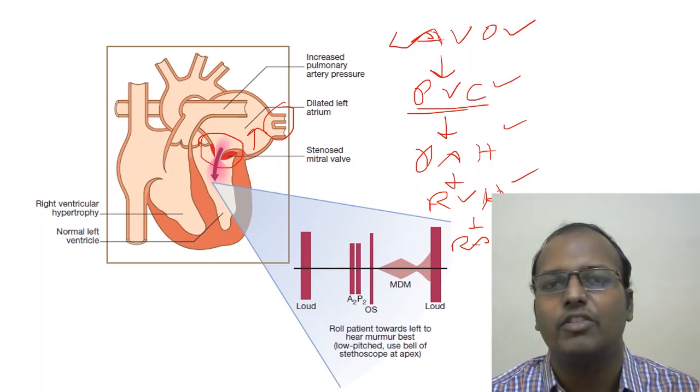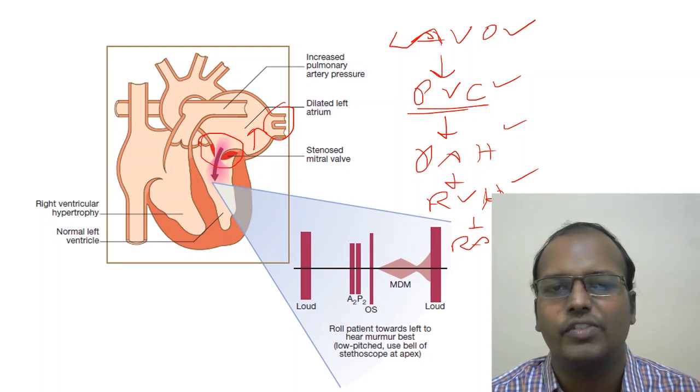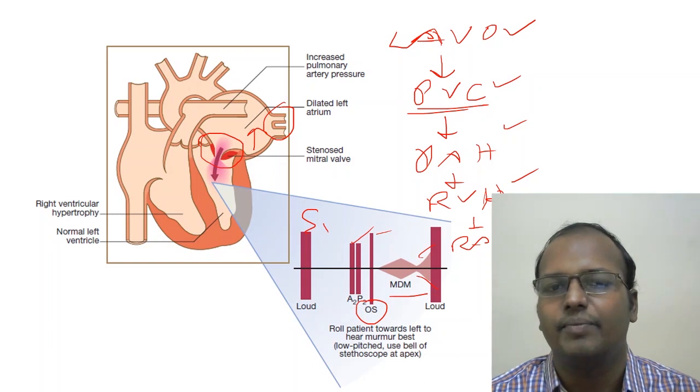Okay, when there is failure, that will lead to your right heart failure features. So what are the classical sounds which we can hear in mitral stenosis? S1 is loud, then after the S2 there will be an opening snap, then comes the mid-diastolic murmur with the pre-systolic accentuation, then comes the S1 again. So how will we check for the murmur? Roll the patient towards the left lateral posture and then you check for the murmur.